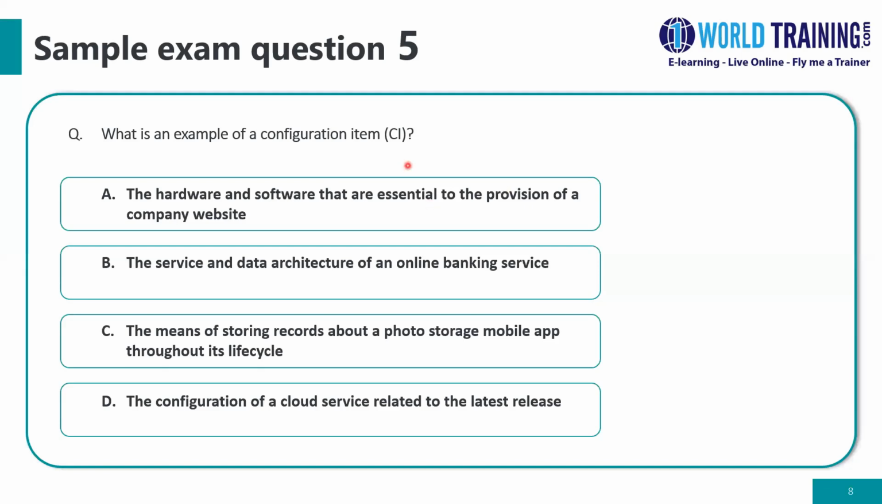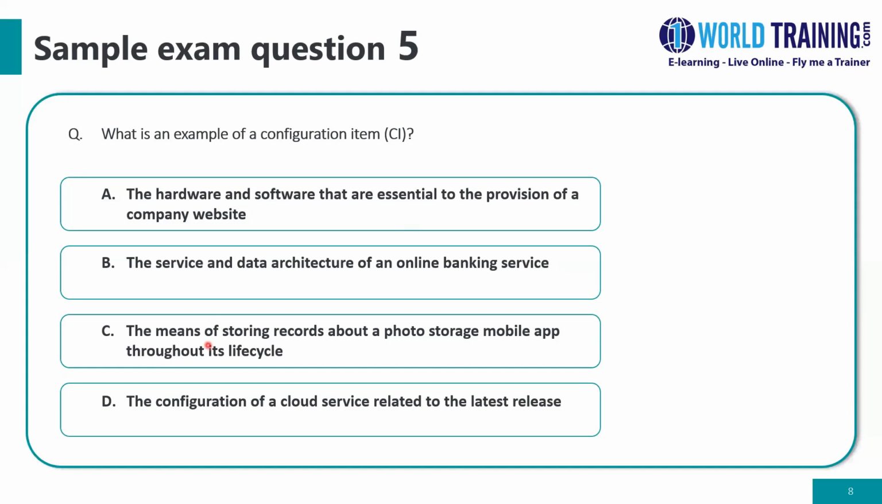Recollect what a configuration item is. It is any component that needs to be managed in order to deliver an IT service. Look at option A. Do the hardware and software need to be managed to provide the website service? Yes, because they are essential. Therefore, A is a very likely correct answer. Option B, the service and data architecture of the service. This is a service configuration model. They describe the architecture of a set of CIs. They do not refer to the configuration of the components themselves. The relationships between the components are also described by the configuration model. So B is incorrect.